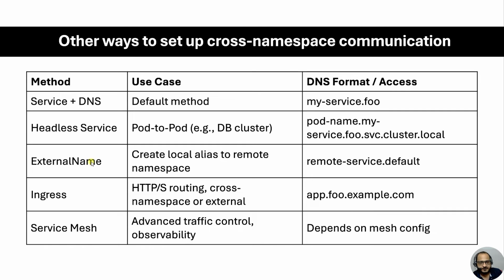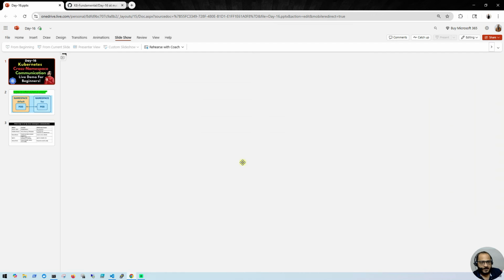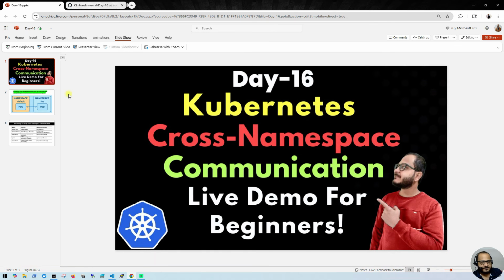Another method we can use to set up communication across namespaces is ExternalName. Basically we create a local alias for remote namespaces and we can use it. Another one here we have is ingress and service mesh. In today's video we are going to focus on the default method, and in the upcoming series we will also discuss all the methods which we can use to set up cross namespace communication. Okay, now let me move on to the demonstration part.